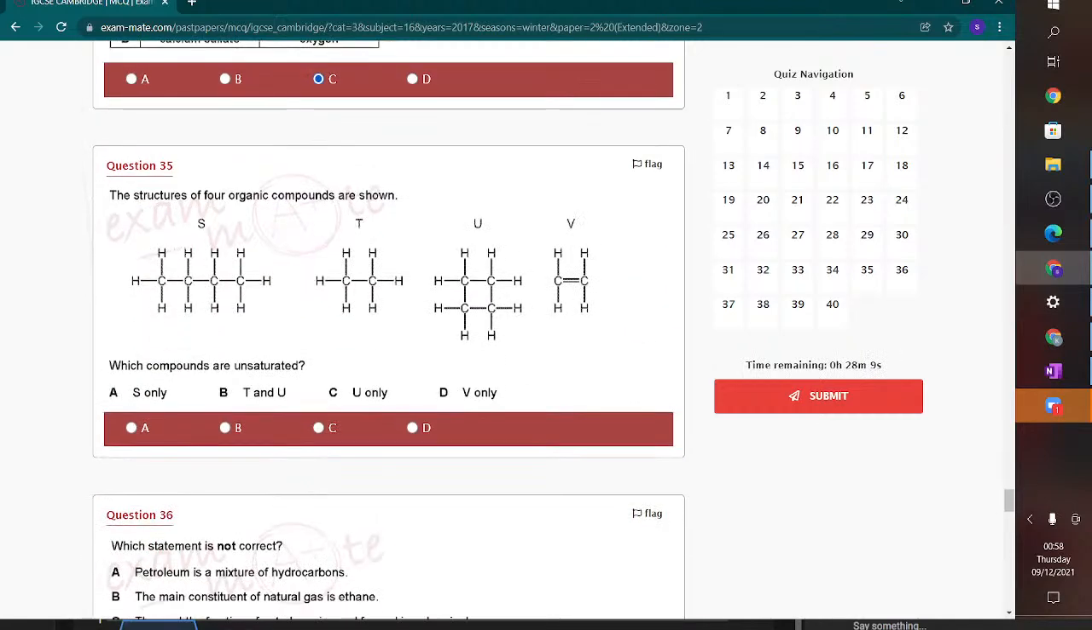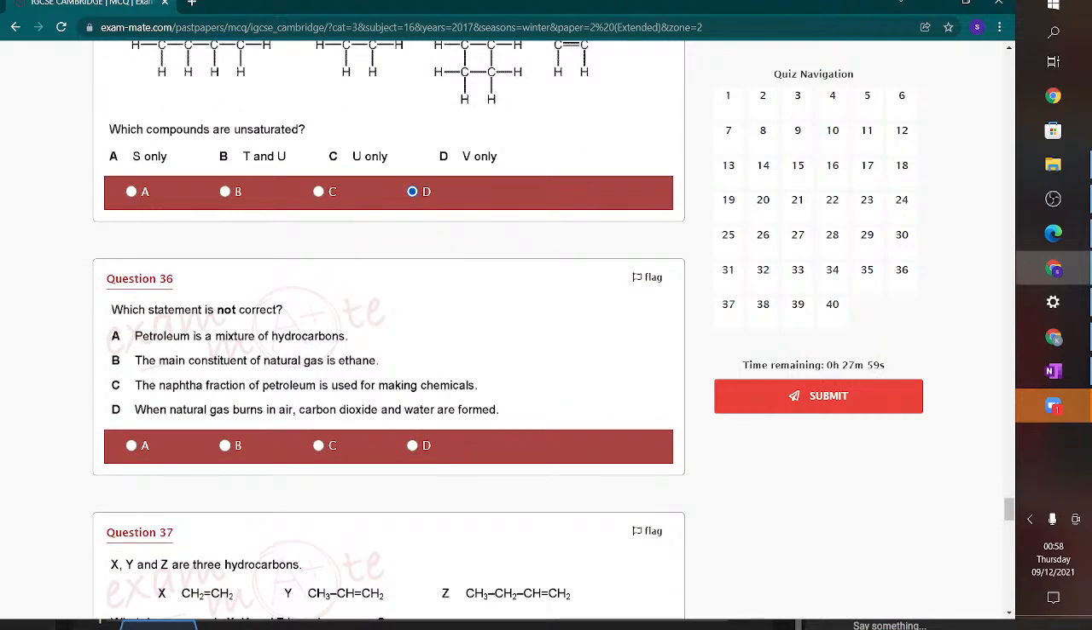Which compounds are unsaturated? Unsaturated compounds have a C double bond C, and the only one I can see is V. So the answer is D. Which statement is not correct? Petroleum is a mixture of hydrocarbons. The main constituent of natural gas is ethane. That's definitely wrong. It's methane.